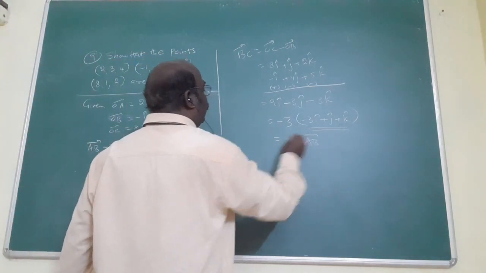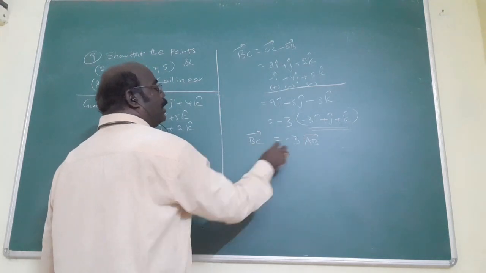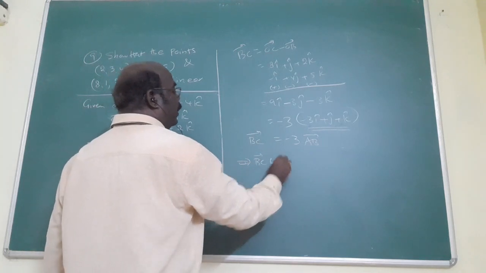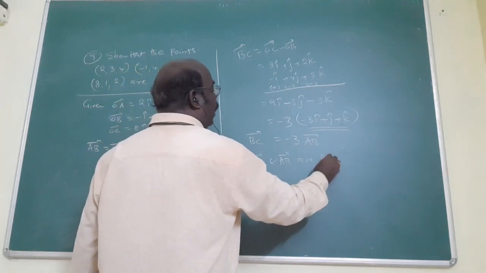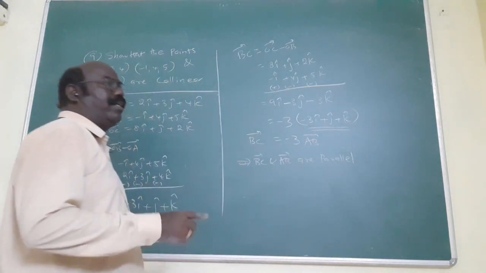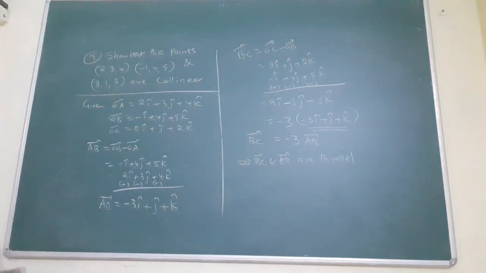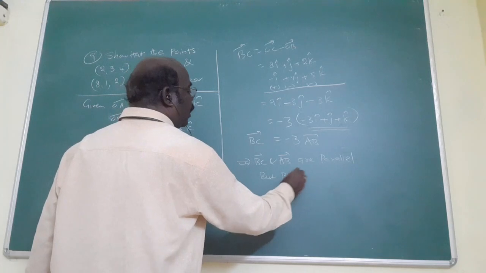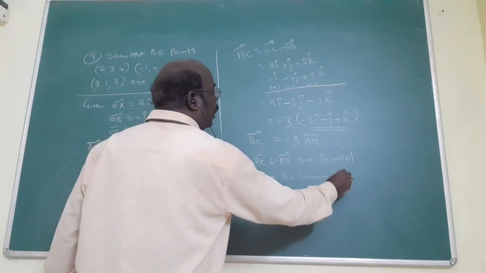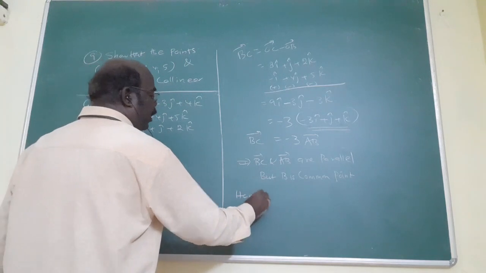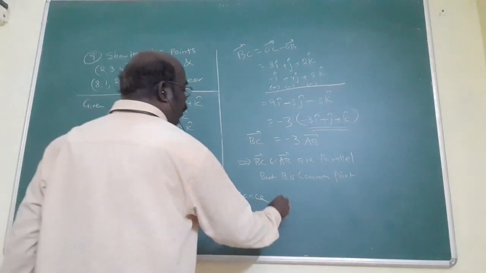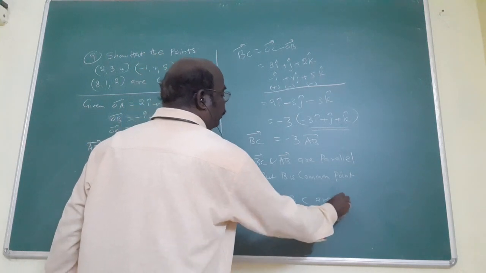Now what I told you: BC vector equal to some scalar times another vector, which implies BC vector and AB vector are parallel. Am I correct? Remember, if one vector is equal to some scalar times another vector, they are parallel. But B is common point. Am I correct? That's why they are collinear. Both are parallel, but one point is common. That's why A, B, C, the given points, are collinear.